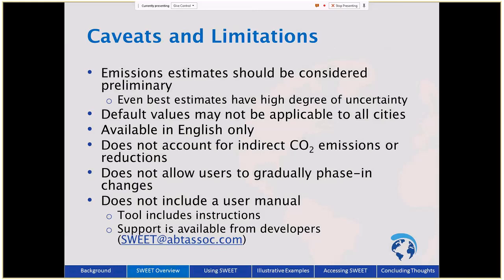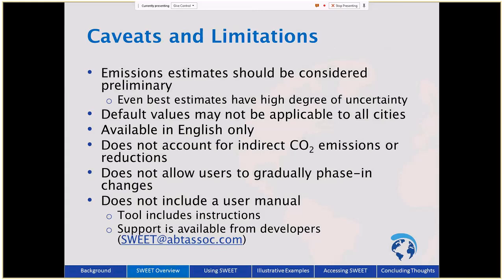Second, the default values that are used in this tool may not be applicable to all cities. We used the best available information we could find to provide default values in instances where we felt that cities would have difficulty coming up with their own locally specific inputs. But we realize that many of these default values may not be applicable in all geographic regions or in all urban environments, so we've made it possible for users to override those default values.